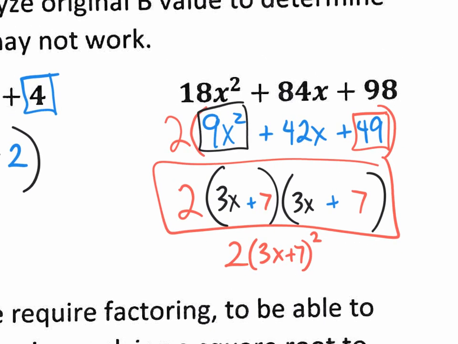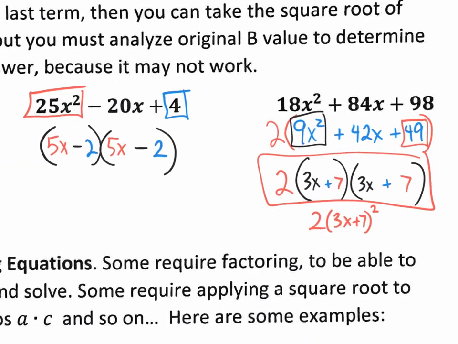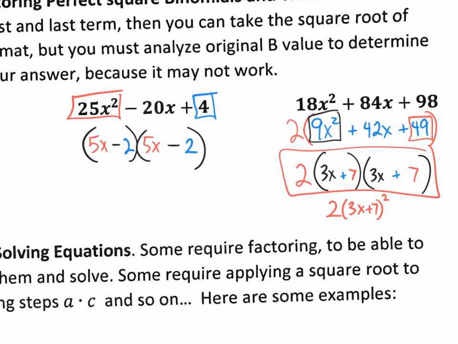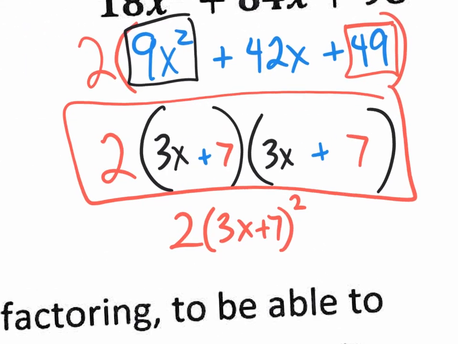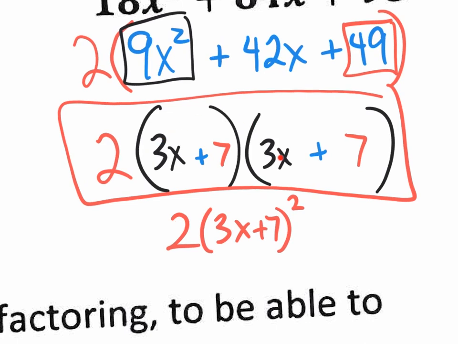So you might have to pull out a GCF before taking the square roots. I mean, technically you're supposed to double check it, right? 3x times 3x, 9x squared. 3x times 7 is 21x. 7 times 3x is another 21x. 21 and 21 really is a 42. Just to quickly double check it.